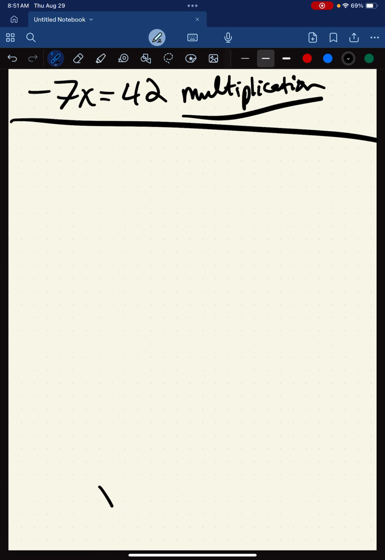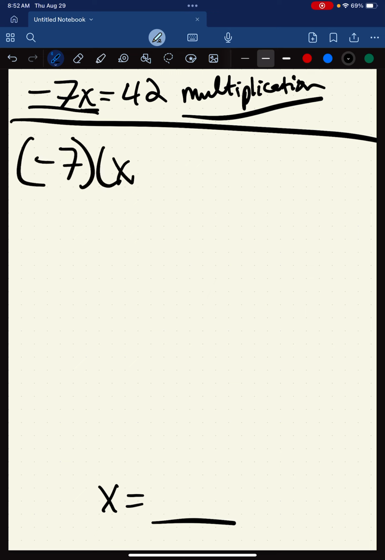what we're trying to get down to is x is equal to something. This x has been combined with the negative 7. We've multiplied that negative 7 on, so we have to find a way to get rid of that negative 7, right, in order to get x by itself. So I'm going to write this just like this: negative 7 times x is 42. We haven't changed the statement at all. We're just writing it with parentheses now. We need to get rid of that negative 7, which is multiplied on to x.